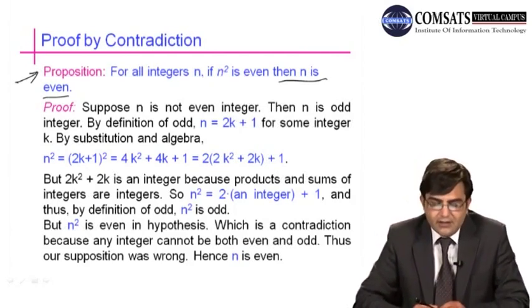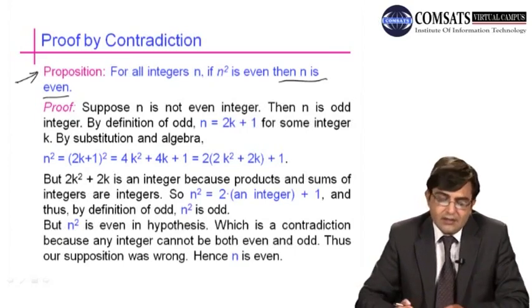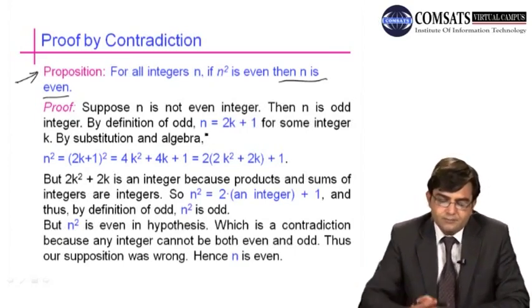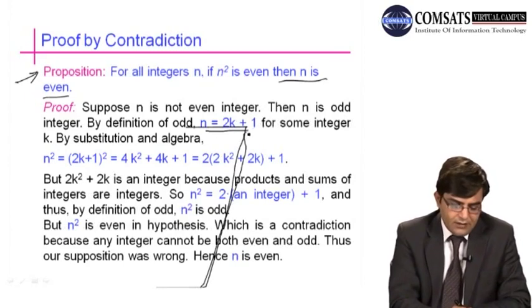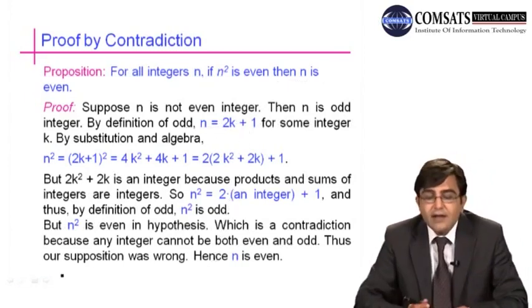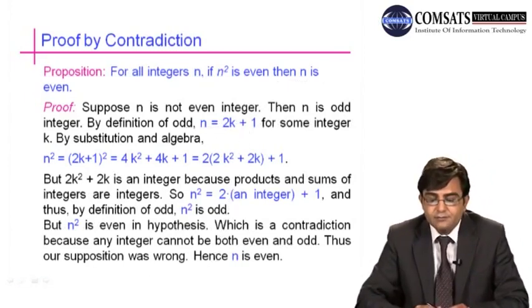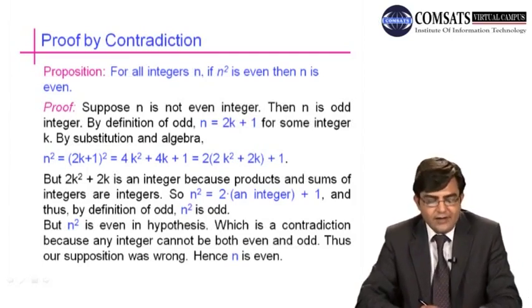If n is not even, then n will be odd. If n is odd, then we can write n as 2k plus 1 for some integer k. If we take the square on both sides, n square is equal to 2k plus 1 whole square.